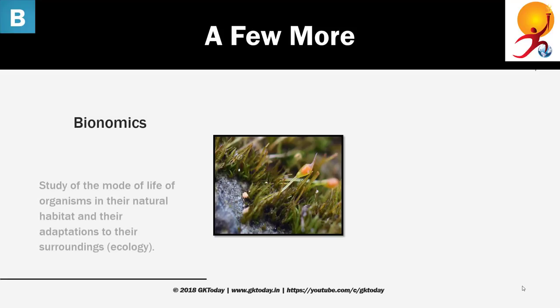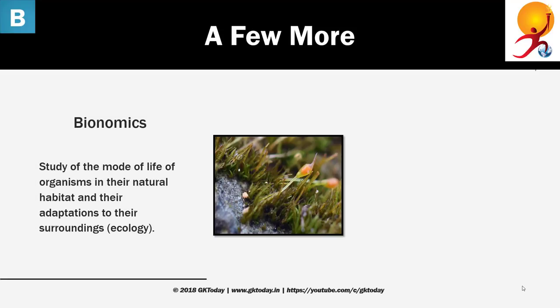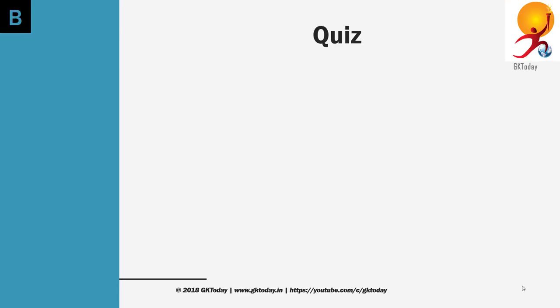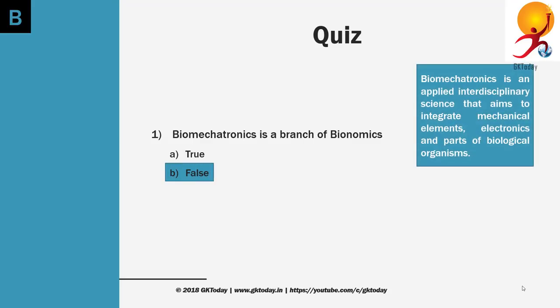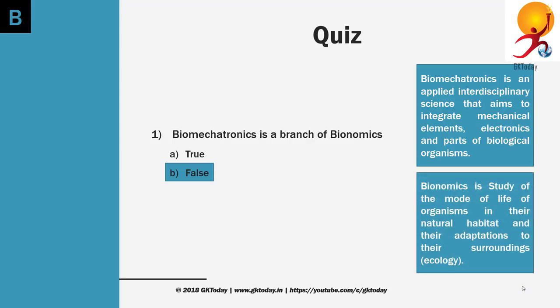Another is Bionomics, which deals with organisms and how they live in their natural habitat. Bryology is the study of mosses and liverworts. Quiz time. Question 1. Biomechatronics is a branch of bionomics, which is false. Why? Because biomechatronics deals with integrating mechanical and electronic elements with parts of biological organisms, whereas bionomics is the study of organisms in their natural habitat.